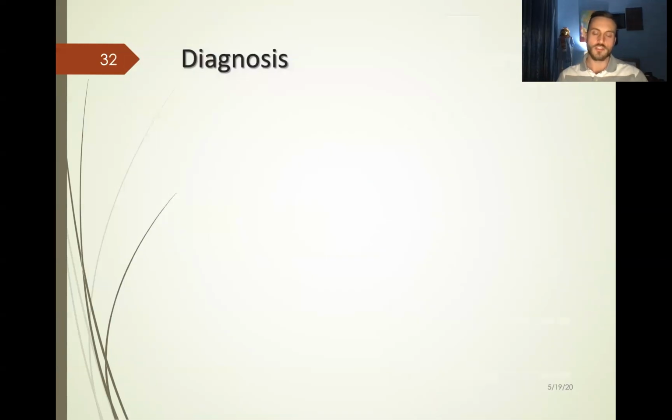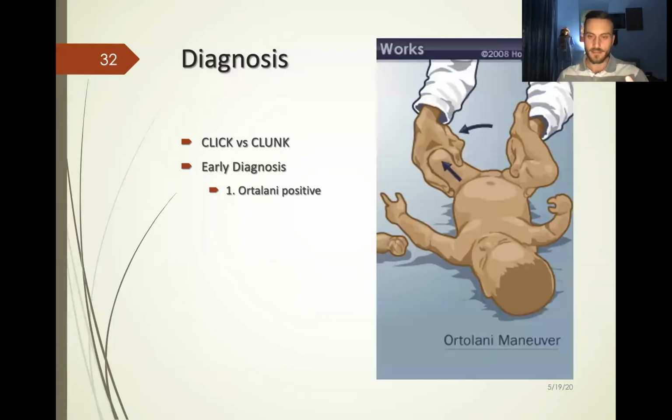Okay, let's go for the diagnosis. For diagnosis, like any other disease: history, physical examination, and investigation. We're done with the history and the risk factors. Now for the diagnosis, we have two tests: the click and the clunk. Let's start with the clunk. We have Ortolani. It's a test where you relocate a dislocated hip. So what's Ortolani? You are relocating a dislocated hip.